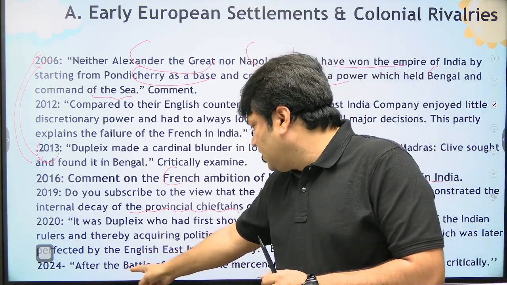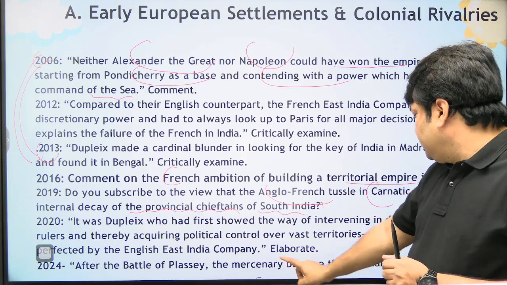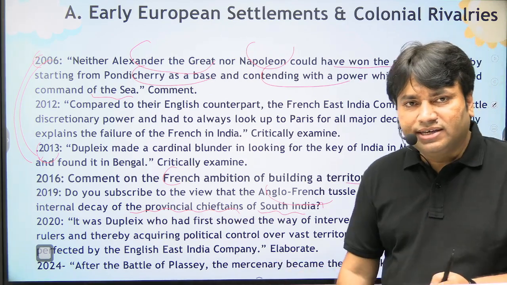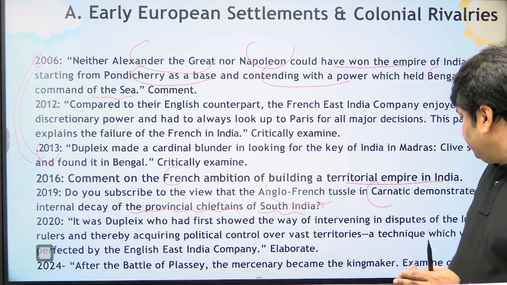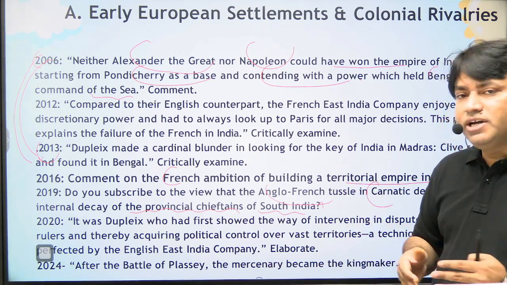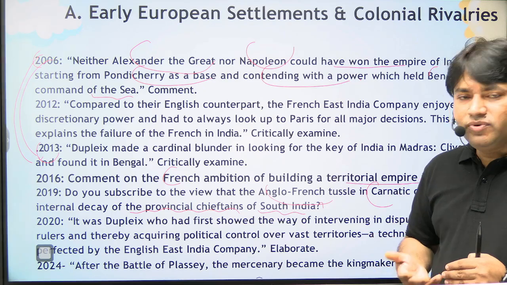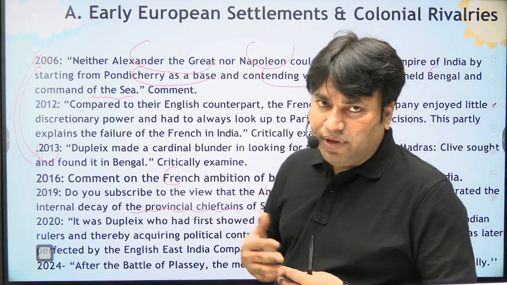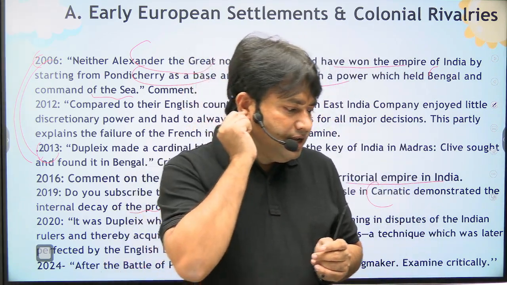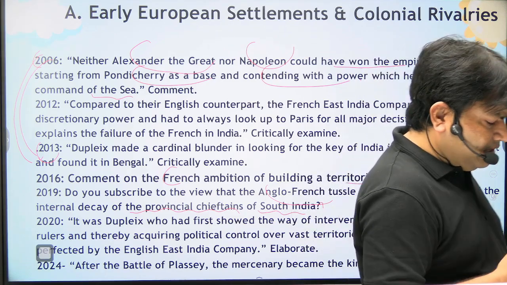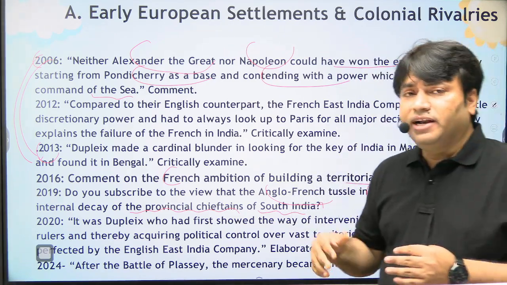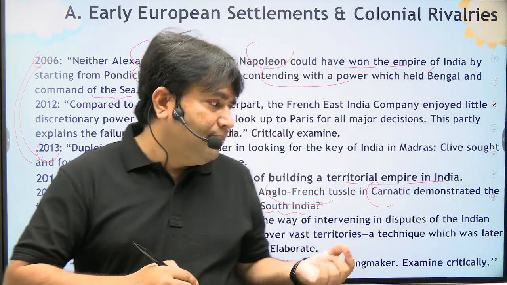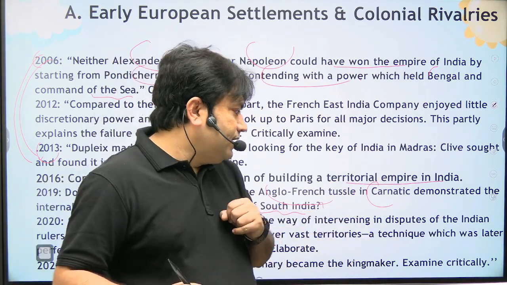2024, the question is: after the Battle of Plassey, the mercenary became the kingmaker. Examine it critically. Mercenary means we are talking about East India Company soldiers. The Company was maintaining an army, that is mercenary. The soldiers were recruited, paid and commanded by the East India Company. So how they became the rulers, you will have to examine it critically.